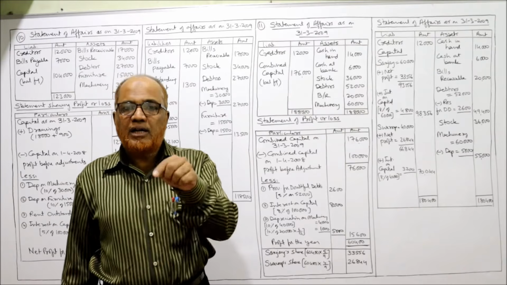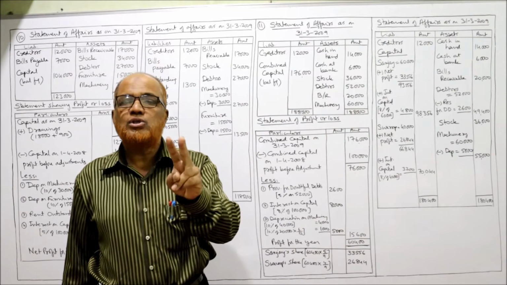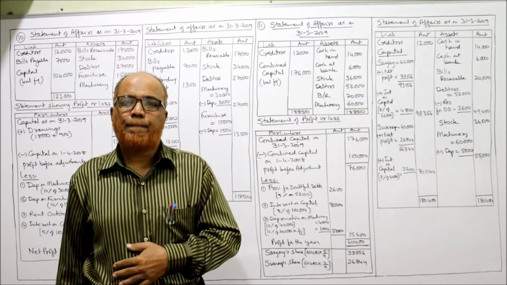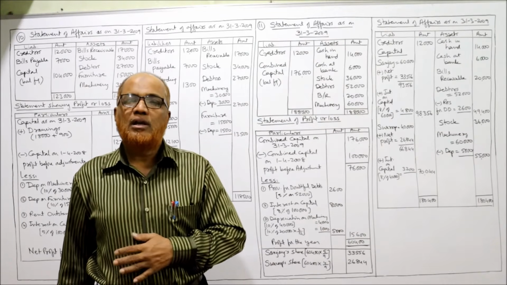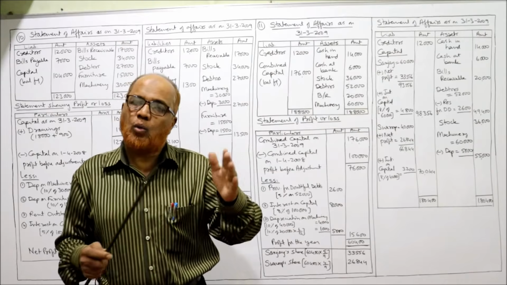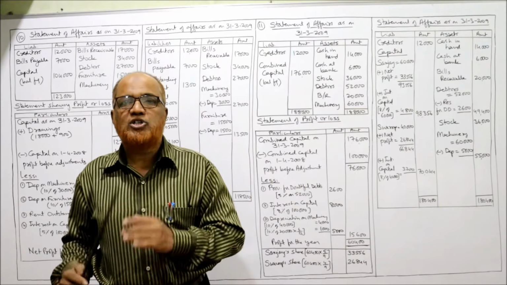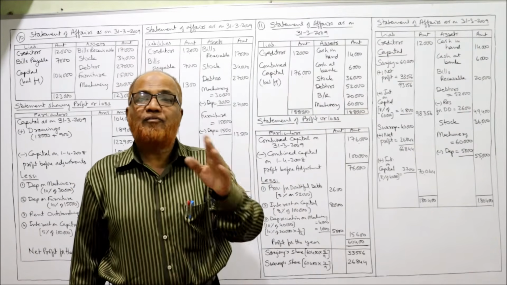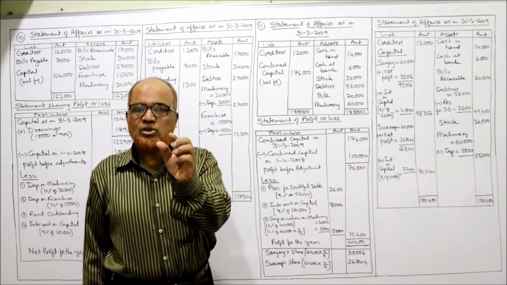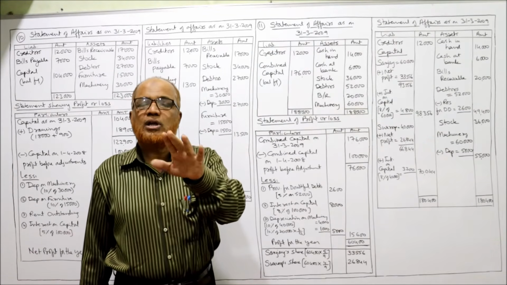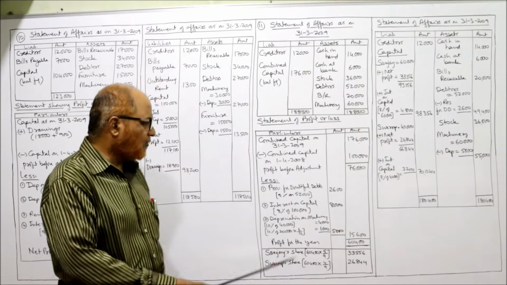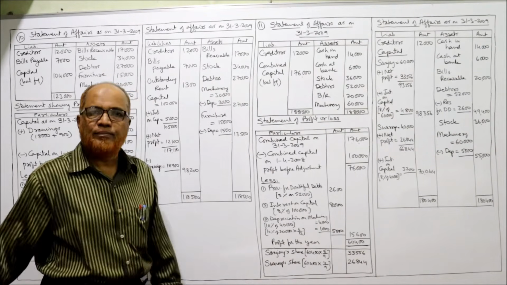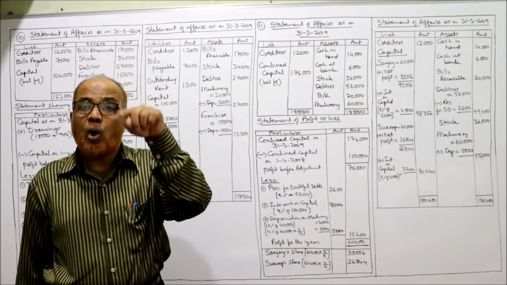It means during the year 20,000 machinery further purchased. New machinery purchased during the year 20,000. Now we have to provide depreciation on opening value of machinery and new machinery. So old machinery 40,000 rupees was the old machinery. So depreciation will be provided for full year. 10% of 40,000, 4,000. That is the depreciation on old machine.